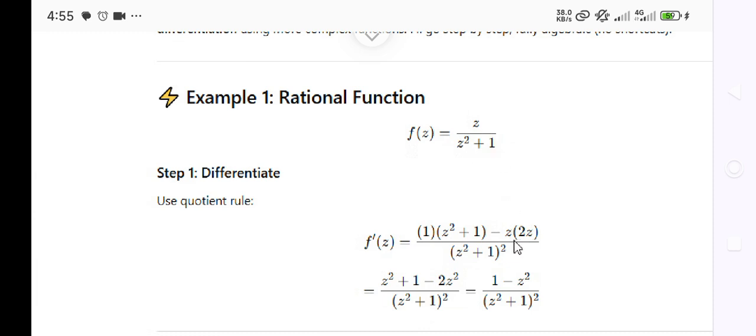You have this now. So when you expand, z times 2z is 2z squared. Then you expand this, 1 times z squared, 1 times 1, you have this. So when this and this go together, you have minus z squared. So that's just what was done here.